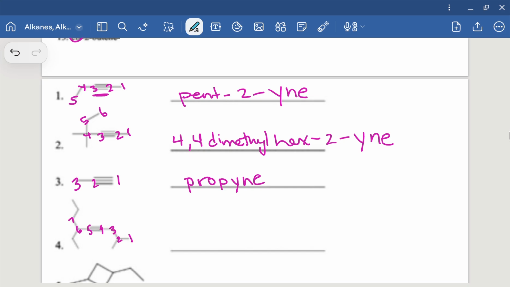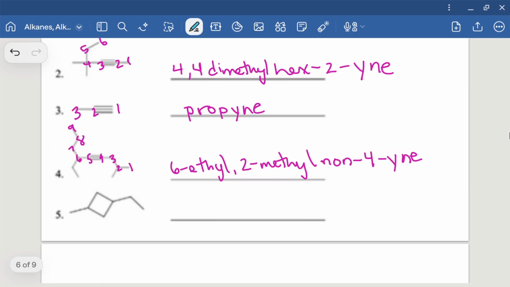Looking at this next one, again, finding your longest chain possible: 1, 2, 3, 4, 5, 6, 7, 8, 9. We're going up, and between carbon 4 and 5 is your triple bond. But on carbon 2, you have a methyl group, and on carbon 6, you have an ethyl group. So we'll name ethyl first because it's alphabetically first, and then on carbon 2, you have your methyl. 9 in your longest chain is non, and then 4 because it's between 4 and 5, and YNE.